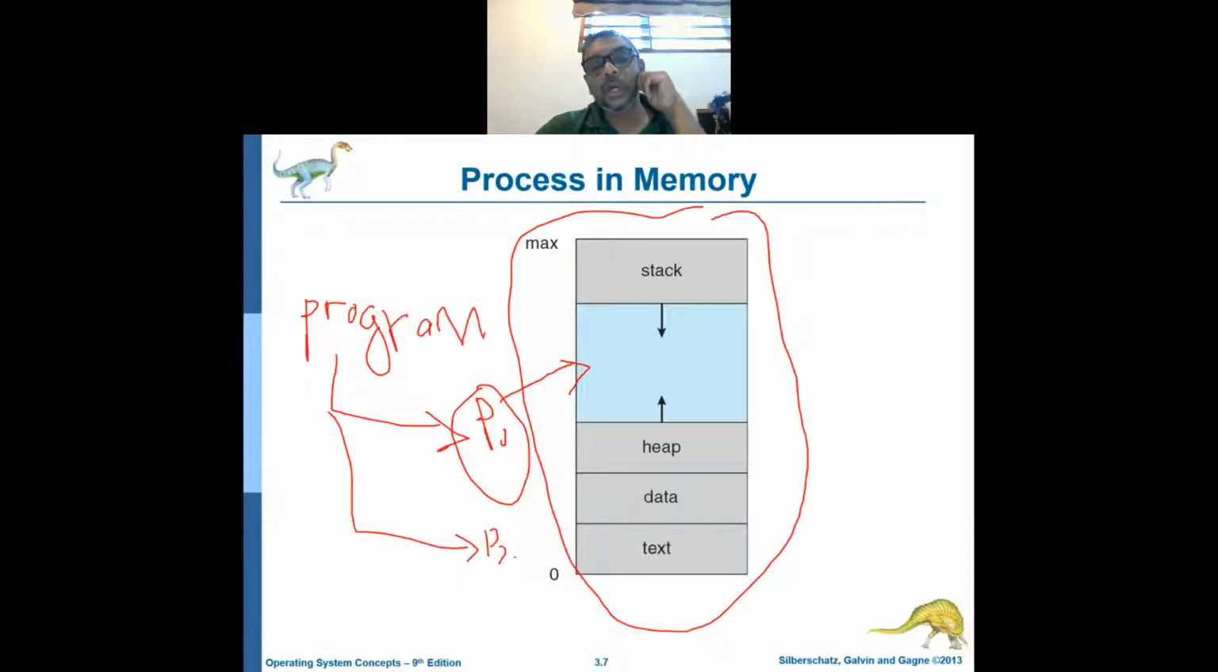Okay, two processes. So if you have two processes, then you will have the same thing two times. Okay, why do we need this? The operating system needs this because it needs to know the data, the text, all relating to that particular process. So this is very important for the operating system.